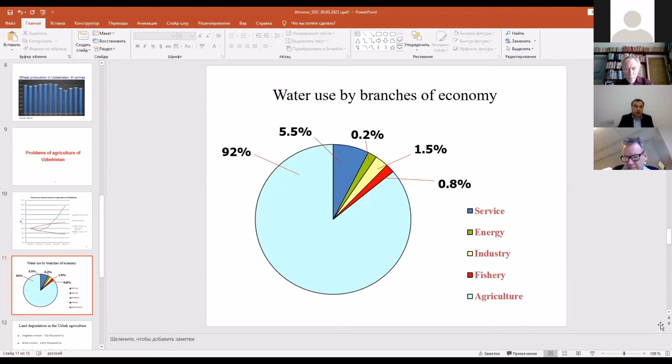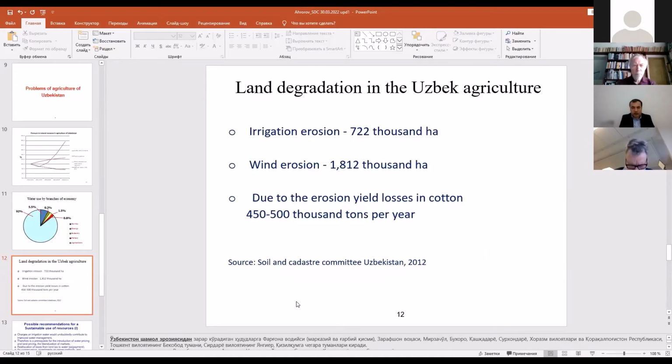For services, which is for civil consumption, it's 5%, and other industries are consuming insignificantly less water. Water saving is a major issue and challenge for agriculture in Uzbekistan. Another pressure on agriculture in terms of ecology or ecosystems is land degradation in Uzbek agriculture.